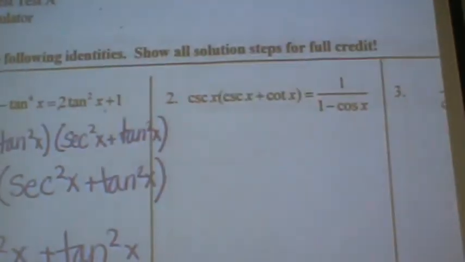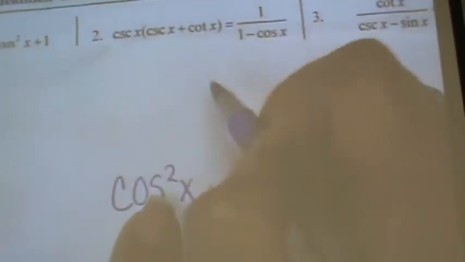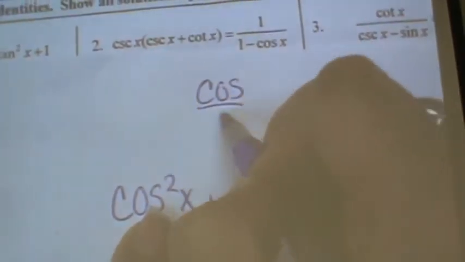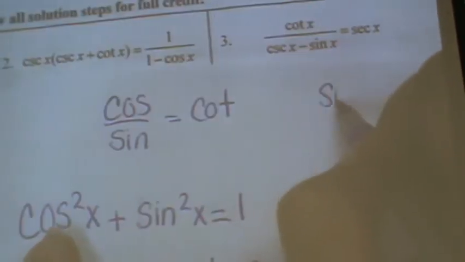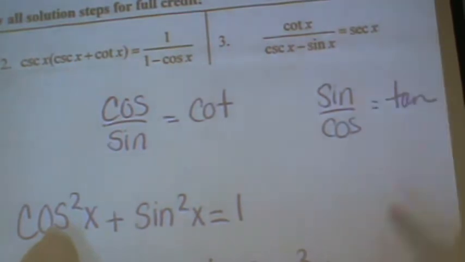Okay. So the problem is going to be memorizing all those values. All you have to do, you guys, is just memorize this one. And know that also you do have to know cosine over sine is cotangent, and sine over cosine is tangent. You have to know those.